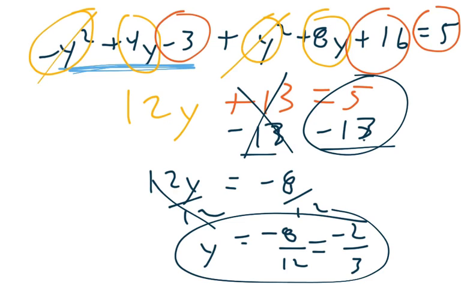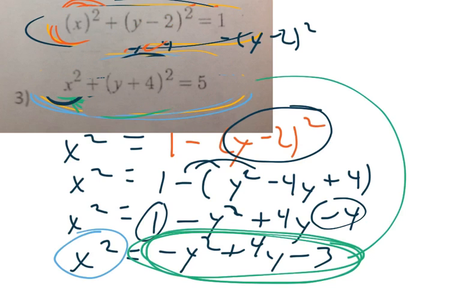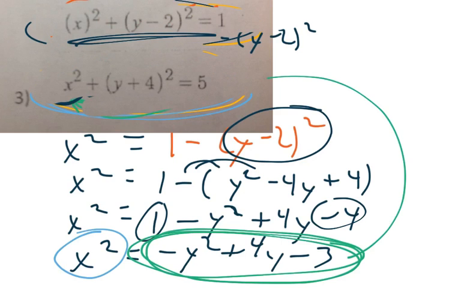Okay, so what do we normally do once we figure out what y is? We know y is negative 2/3, right? Don't we just pick one of these two equations and plug the y in? So let's go ahead and plug it into the first equation here.